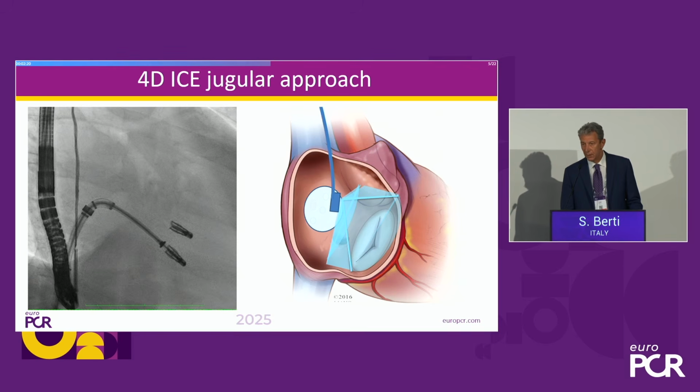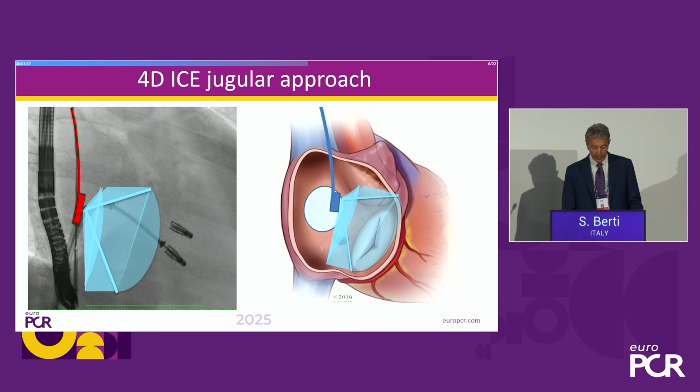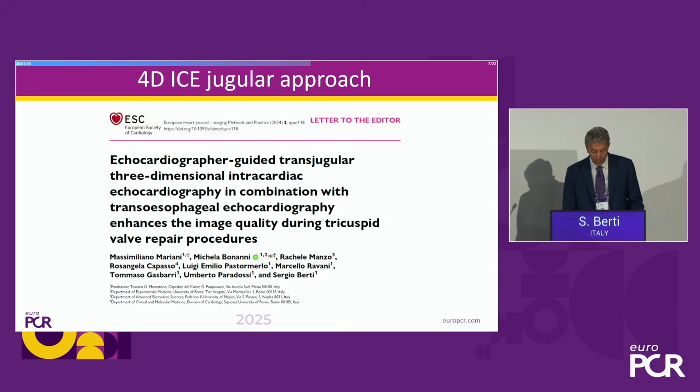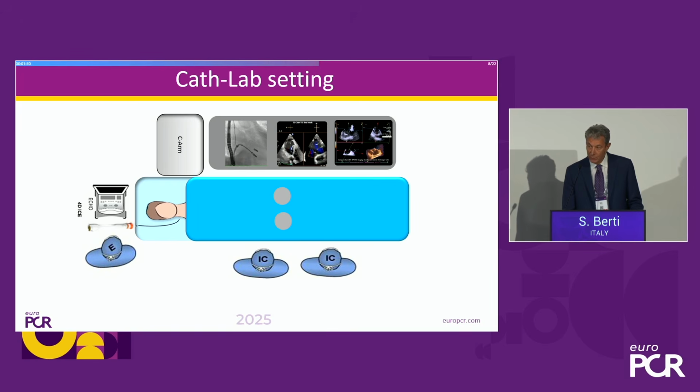Our approach is different, as mentioned during the discussion with Federico. We advance the ICE probe from the right jugular vein. The position of the ICE probe is exactly the same as from transfemoral, but the conflict between the ICE probe and the catheter of the delivery system of the device is less important. We published this approach in detail in this paper, and we changed the organization of our cath lab.